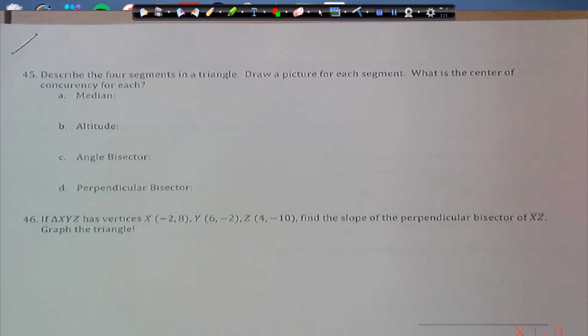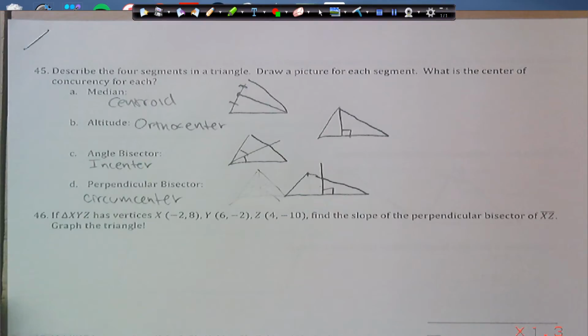Describe the four segments in a triangle, draw a picture for each segment. What is the center of concurrency for each? Instead of you wasting time watching me, I'm going to pause it and just put it all in and then restart. Okay, so I wrote them in.